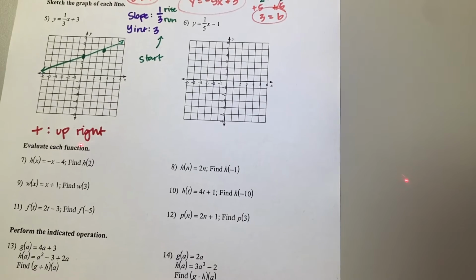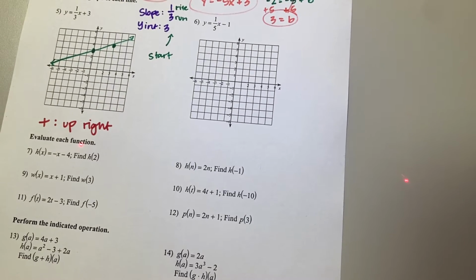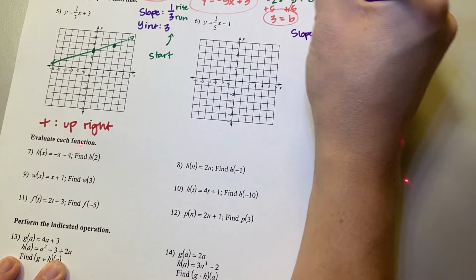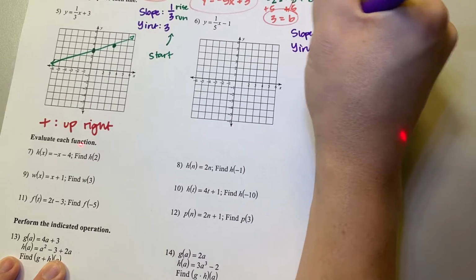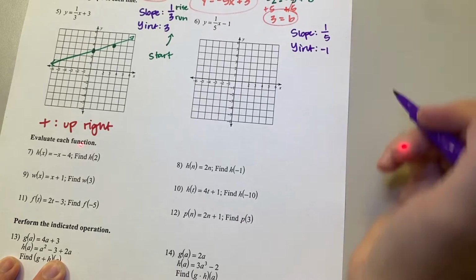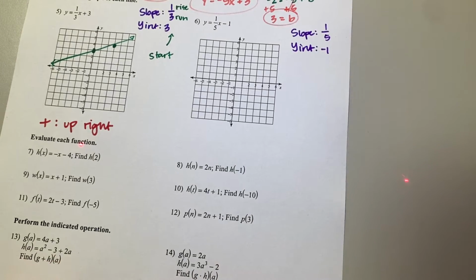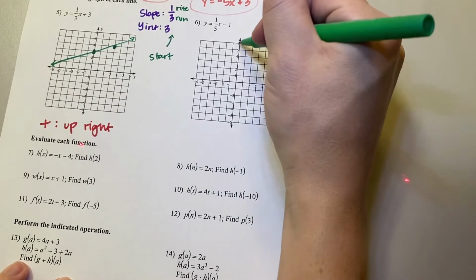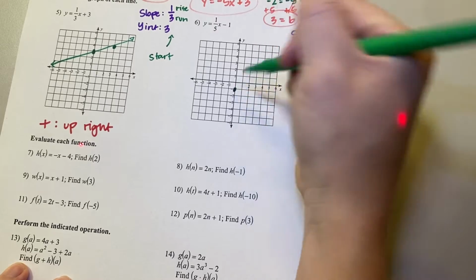Okay, number 6. Help me out. What is my slope and my y-intercept? Raise your hand, Brayden. Slope is 1/5, y-intercept is -1. Love it. Which one do we start with when graphing, Kaylee? Y-intercept. -1. Find -1 on your y-axis. Boom.